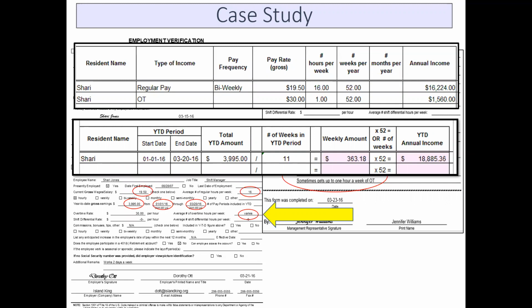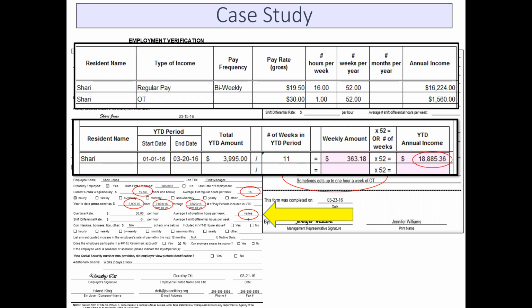The sheet that I had provided with the case study counted weeks for you. Notice we only want to count full weeks. So if it is 11 weeks and a couple days, we want you to count 11 weeks, not round up to 12 weeks, only the full weeks. Once you put that part in the HEC, it will calculate the weekly amount for you, multiply it by 52, and give you an annual earning, and that is $18,885.36.